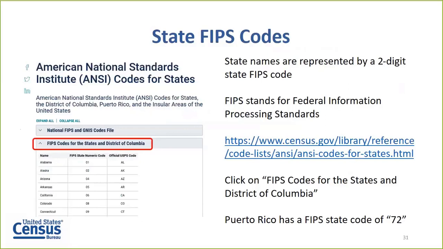So as I said, this is how to obtain the state FIPS codes and names. Note that when you go to the URL listed on the right-hand side of the slide, you will need to click on the FIPS codes for the states and District of Columbia, which is circled in red. The state names, FIPS state codes, and state abbreviations will then be displayed. And as a note, Puerto Rico is not on the list. The section below it is called FIPS state codes for outlying areas in the United States and freely associated states. And if you click on that, you can see the FIPS state code for Puerto Rico. But to save you some time, Puerto Rico has a FIPS state code of 72.